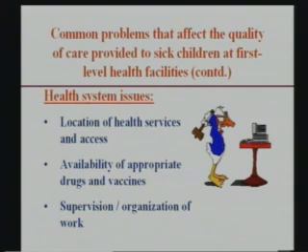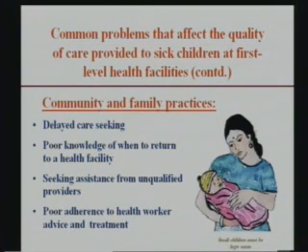Then there are some issues in the health system also. The location of the health service facility and its access is difficult. Then in the health system, the availability of drugs and vaccines is also a problem. And of course, overall, a perfect organization and a perfect supervision of the health system has to be improved. Then there are some inadequacies in community and family practices also, like they do not seek health care immediately, they delay unnecessarily, and that makes the patient's condition worse. Then they have poor knowledge of where to go, and when to come back to the health facility. Once seen by the doctor or the health worker, they have poor knowledge of when to come back.